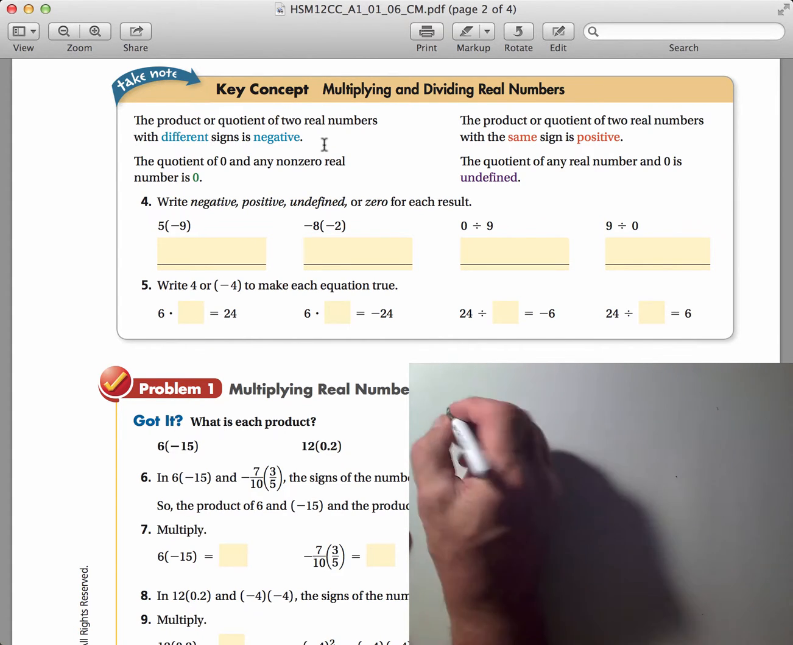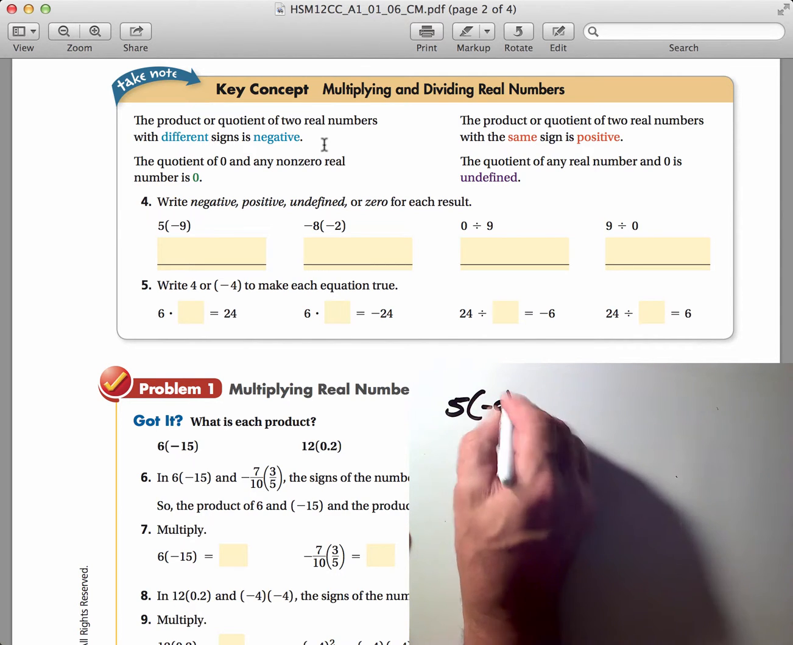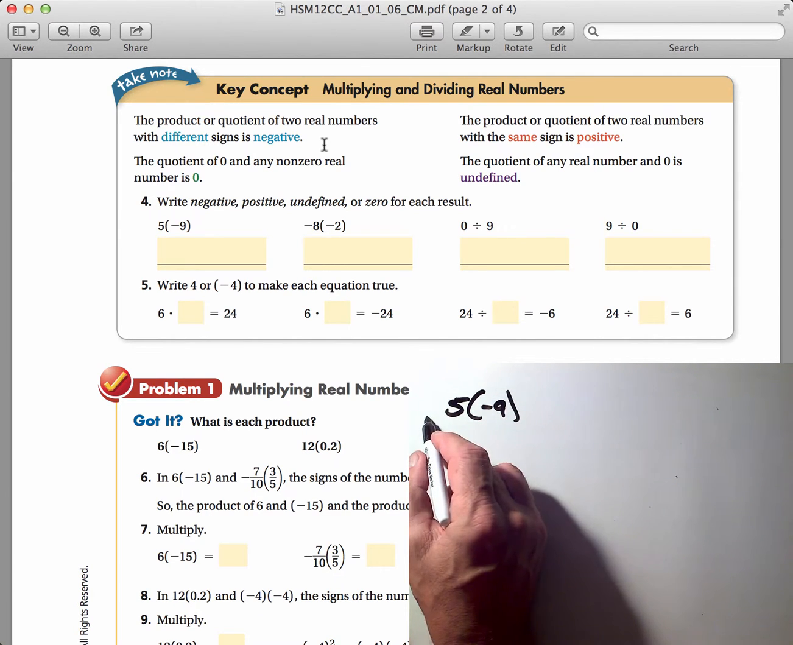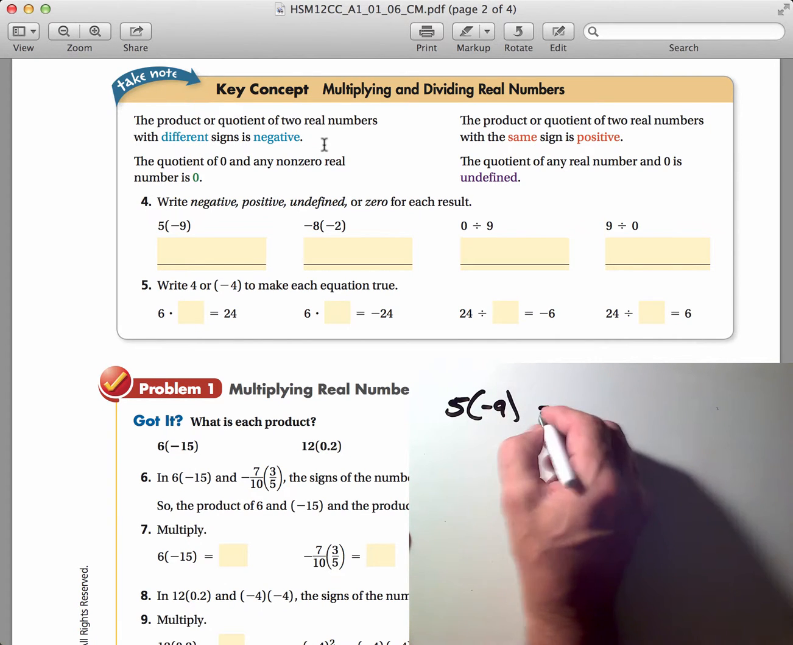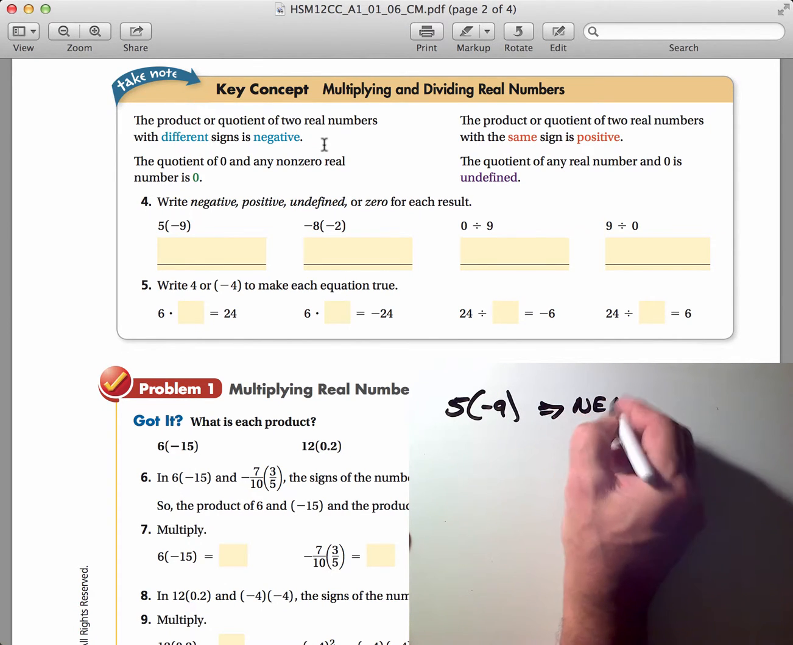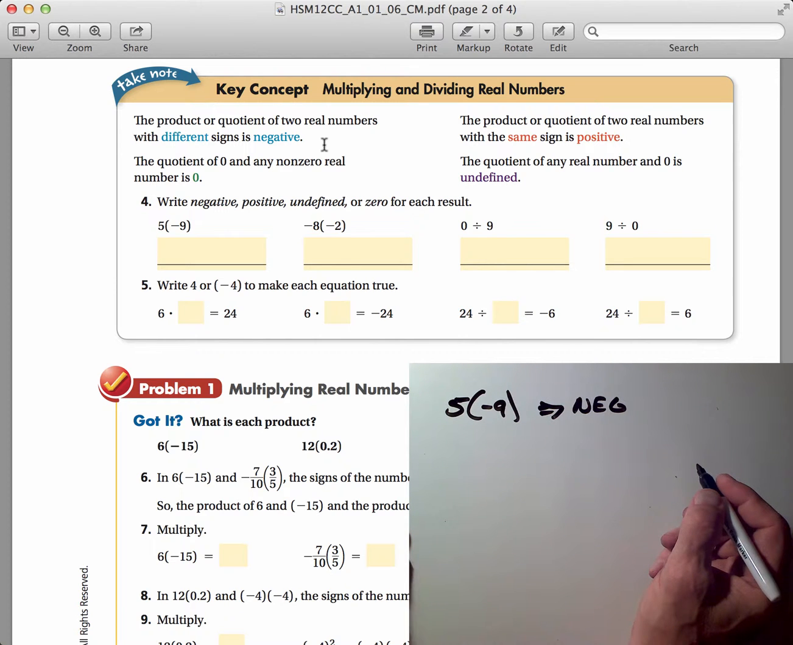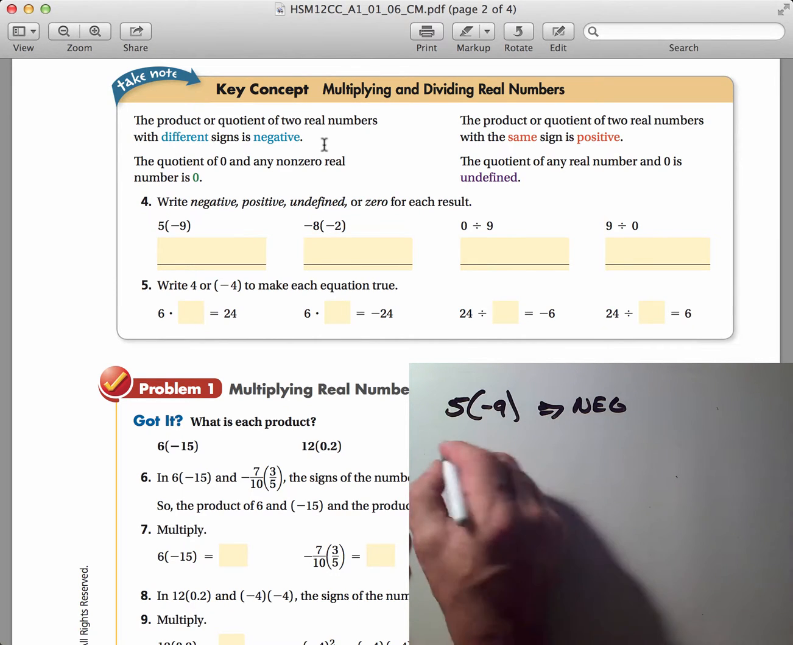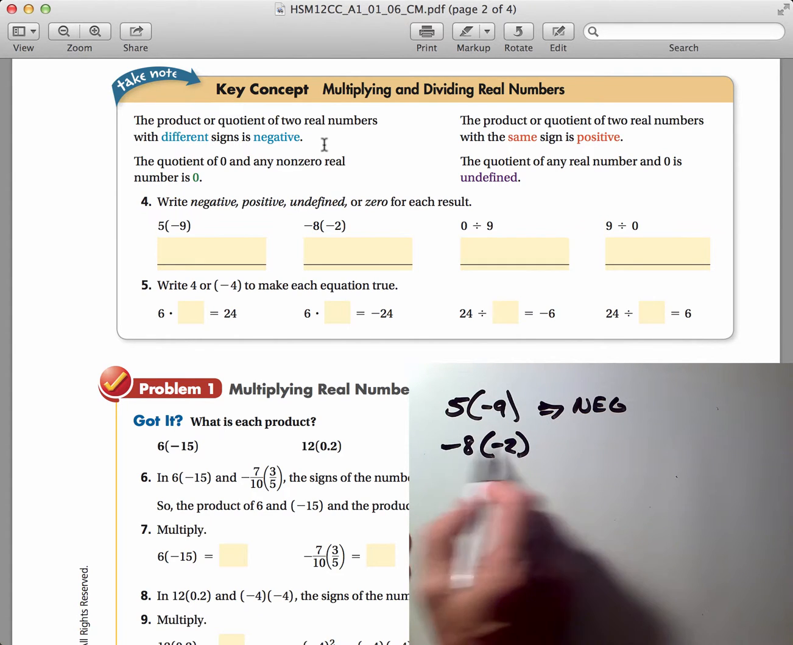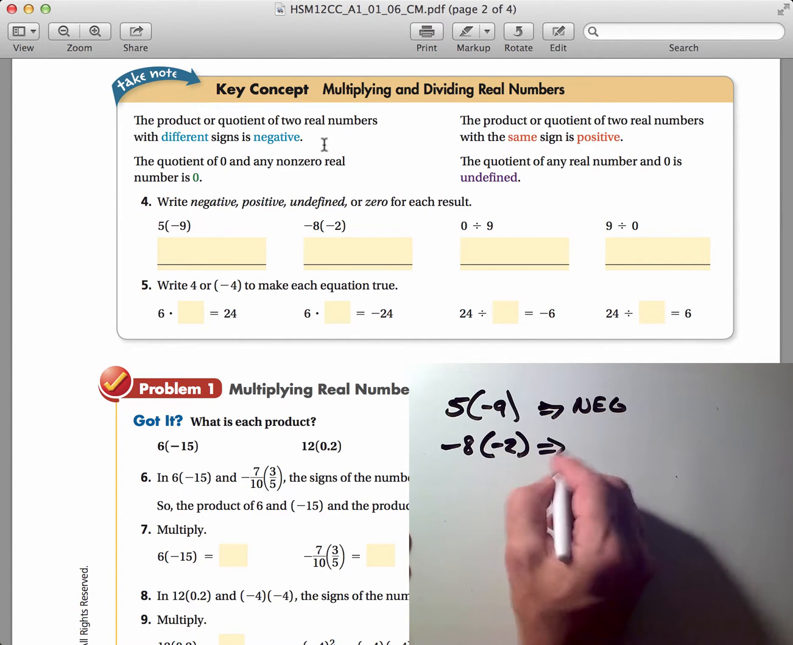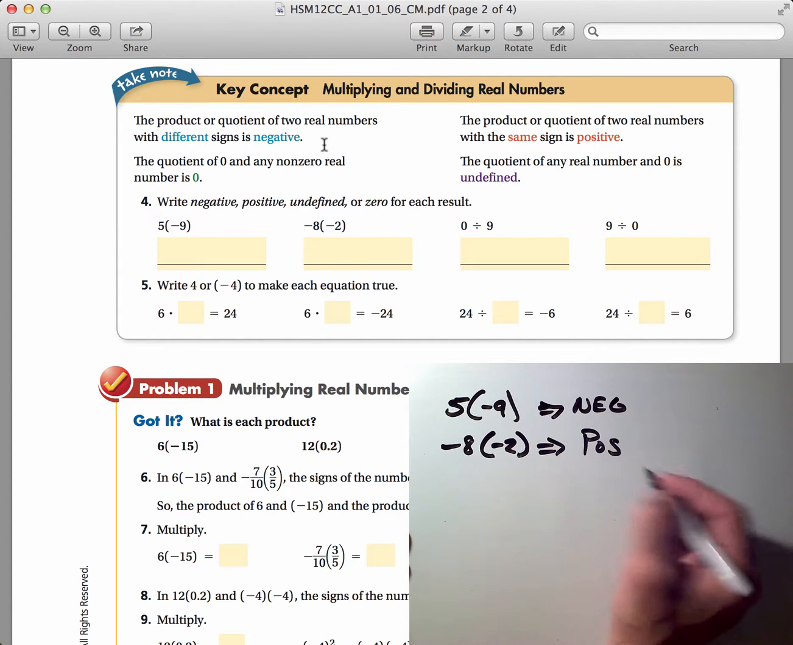The first one is 5 times a -9. Positive times a negative is always a negative. All right? Take a look at the next one, -8 times a -2. We have two of the same sign, so it's always positive.